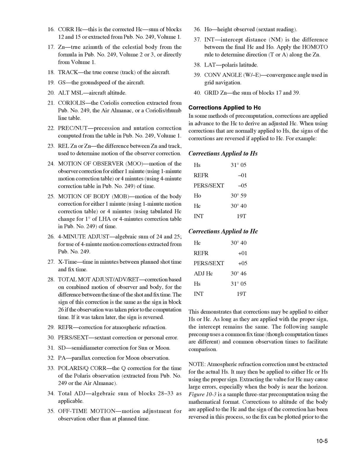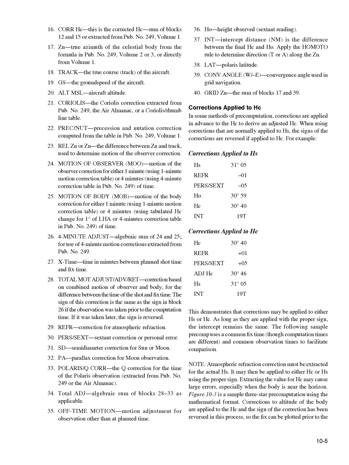Apply the Homoto rule to determine direction, T or A along the ZN. Block 38: Lot, Polaris latitude. Block 39: Conv angle, W/E, the convergence angle used in grid navigation. Block 40: Grid ZN, the sum of blocks 17 and 39.